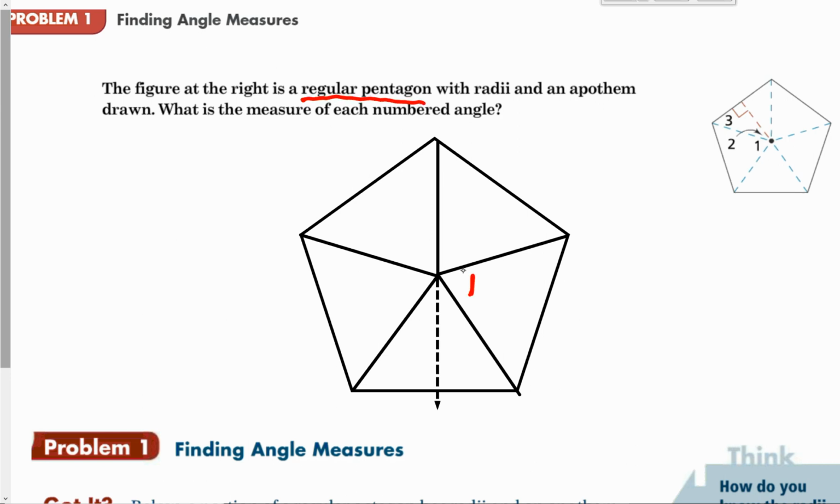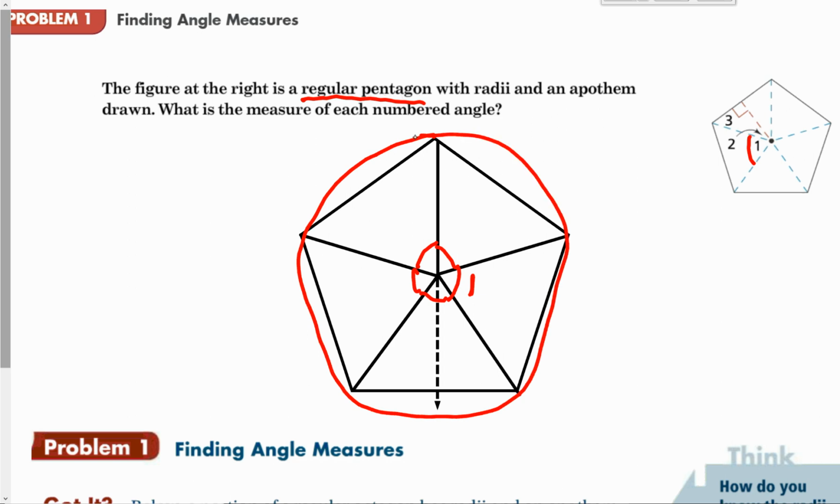Angle 1. So angle 1 from here to here is the same. So this angle right here is angle 1. It's the same as this one, and this one, this one, and this one, because if we look at it, the circumscribed circle goes around the edge like that.